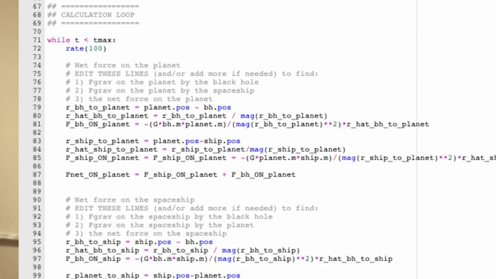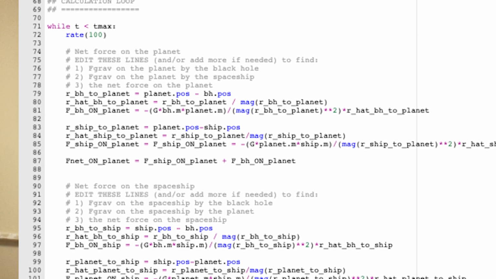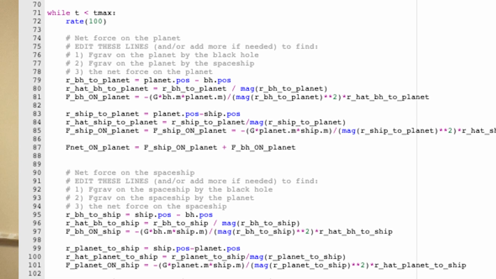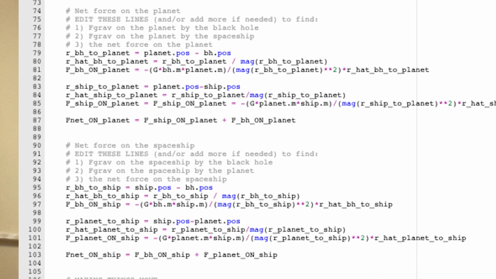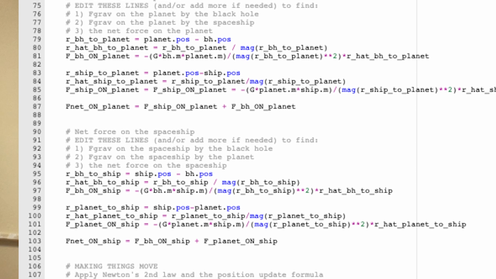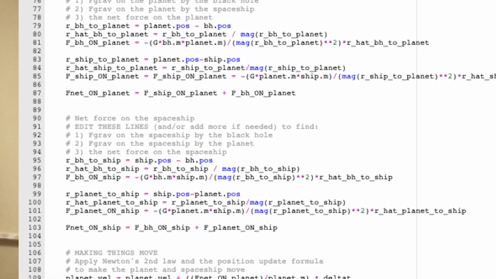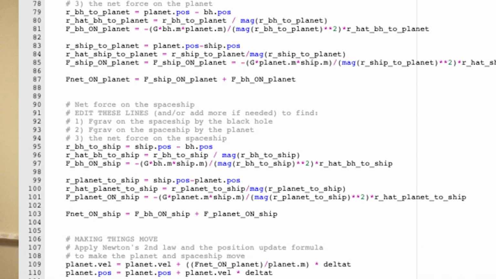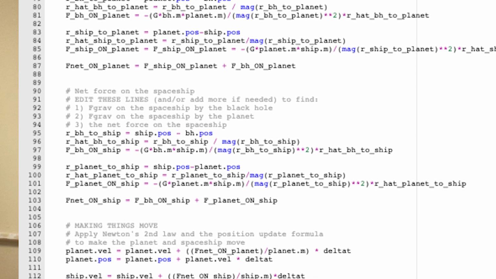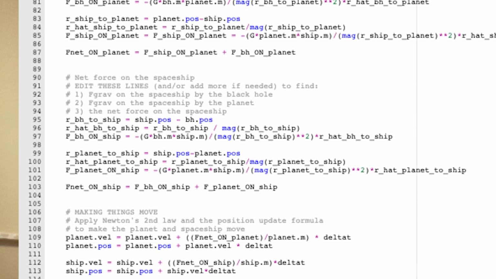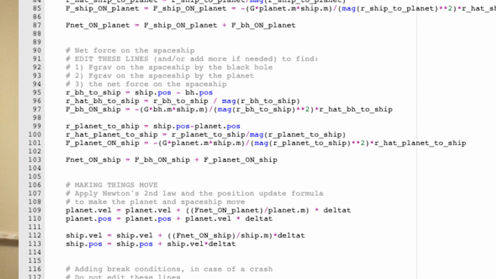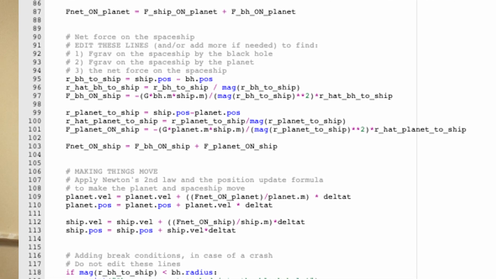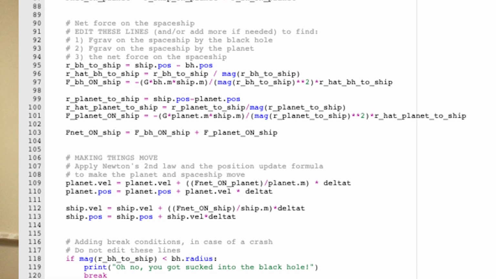For my part 2 code, I set the black hole mass to what I found in part 1. To calculate the net force on the planet, I added up the force the ship applied on the planet and the force the black hole applied on the planet, using the gravitational force formulas to find each of them. To find the net force on the ship, I added up the force the black hole applied on the ship and the force the planet applied on the ship, using the gravitational force formula to find each of them as well. Knowing these forces, I was able to use the velocity and position update formulas to find the new position of the planet and the ship at each change in time.